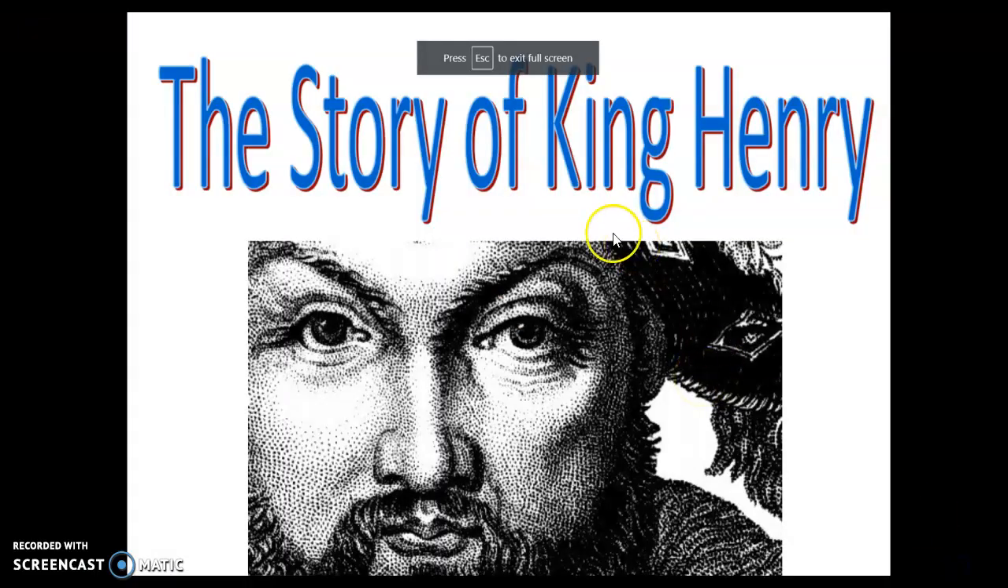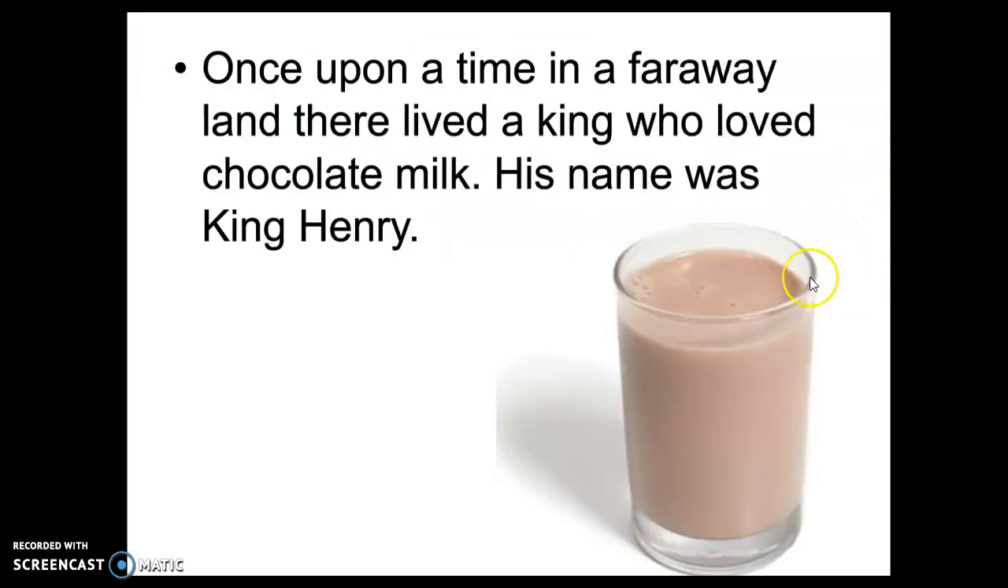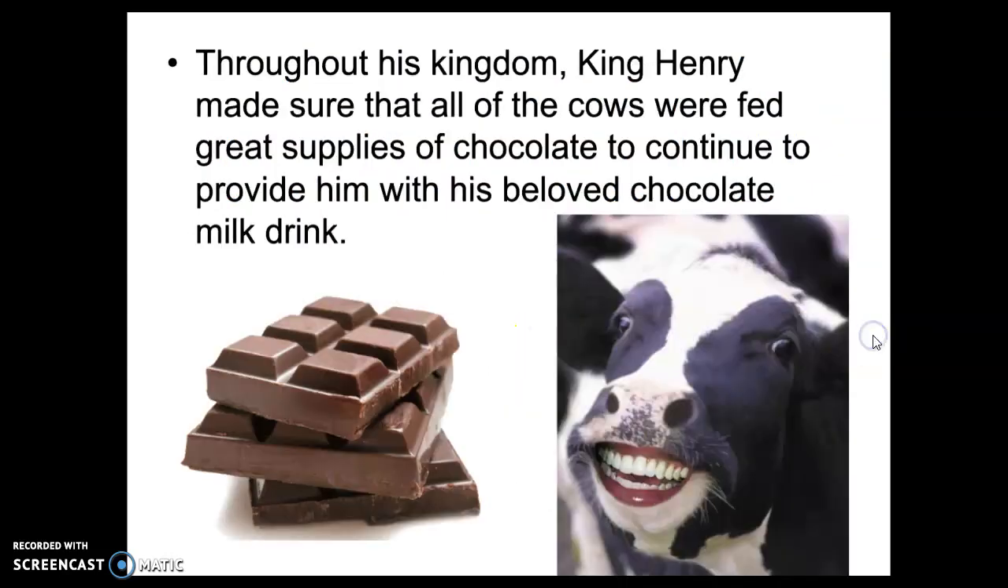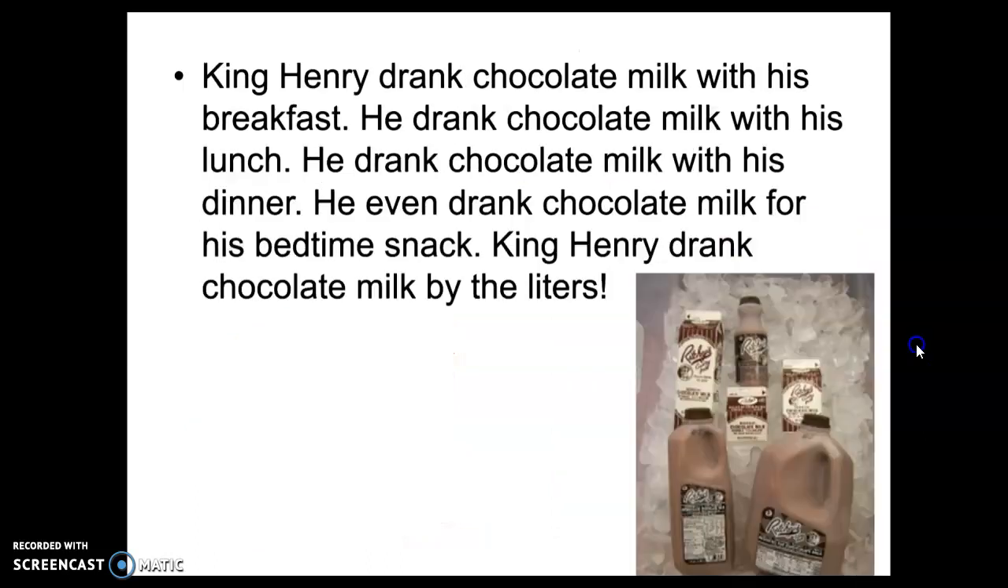The story of King Henry. Once upon a time, in a faraway land, there lived a king who loved chocolate milk. His name was King Henry. Throughout his kingdom, King Henry made sure that all of the cows were fed great supplies of chocolate to continue to provide him with his beloved chocolate milk drink. Anytime you add human teeth to an animal, it's kind of creepy. If you've ever seen a shark, that's a pretty good one too.